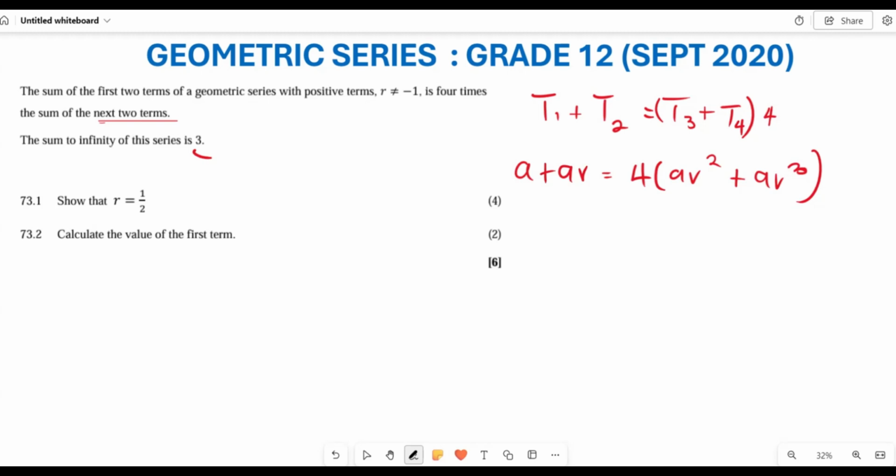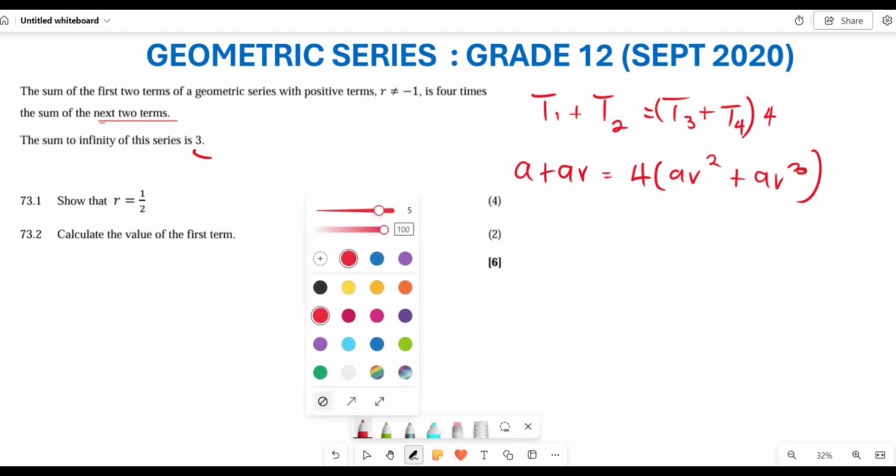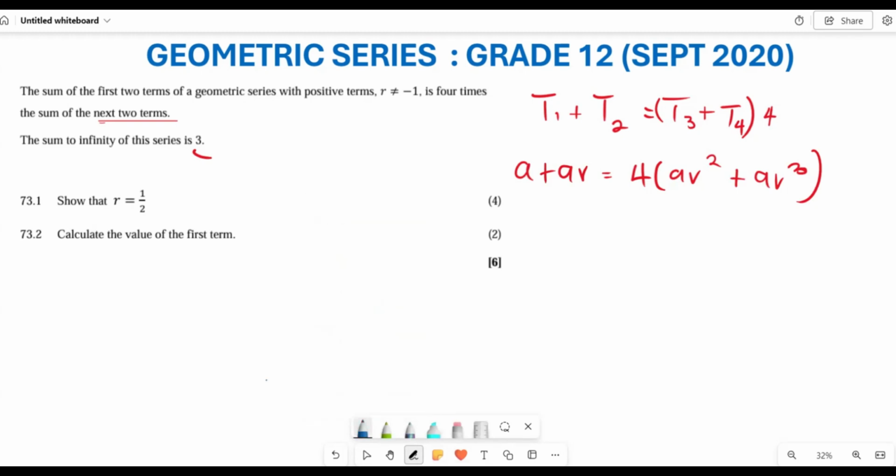I want you to look at this, right? If you can look at the first and the second one here, what can you do from here? We can take out the common factor, right? For example, I can take out a as a common factor and I am left with what? If I take out a as a common factor here, I'm left with 1 plus r.